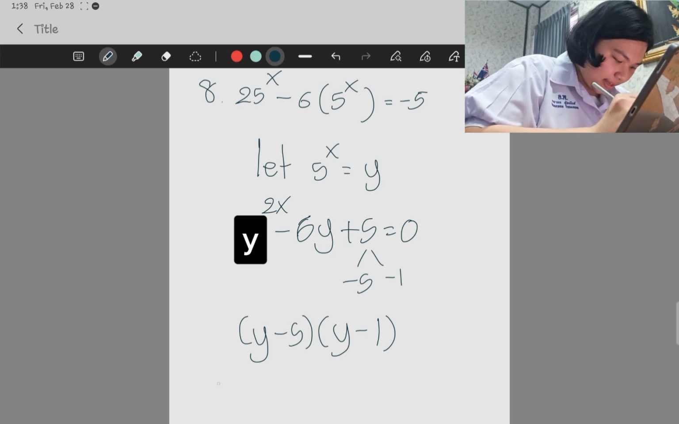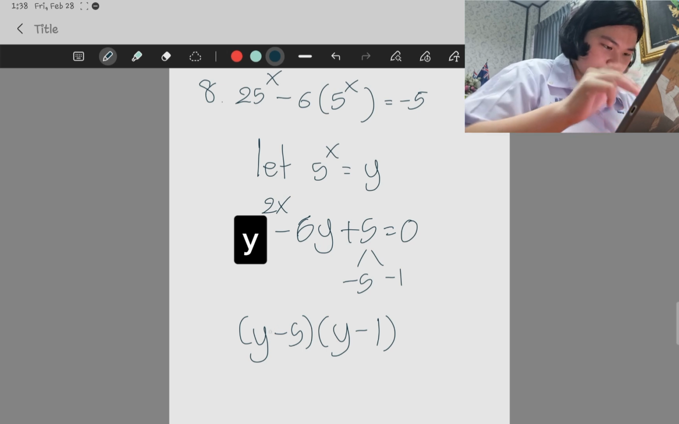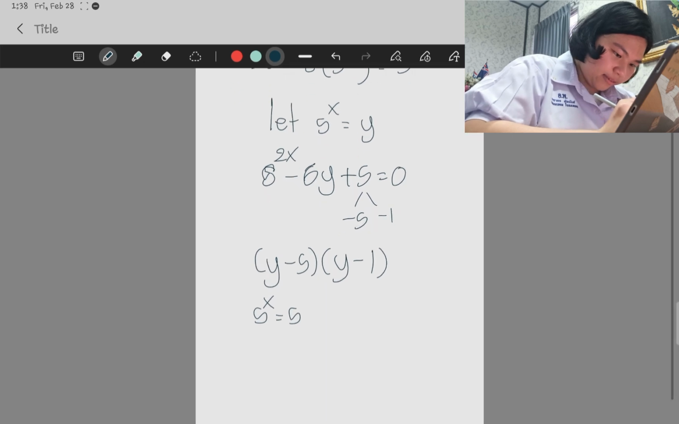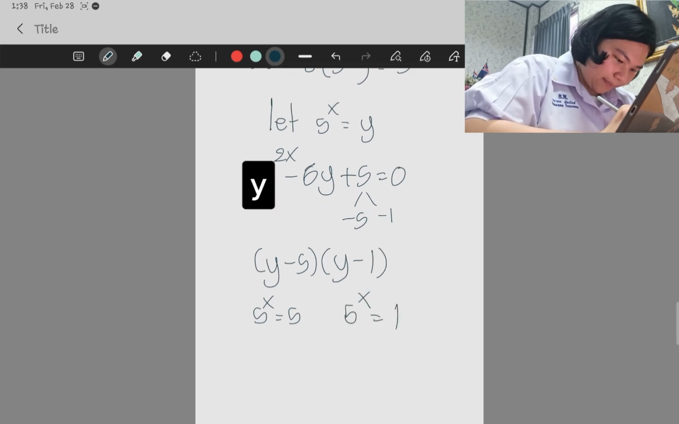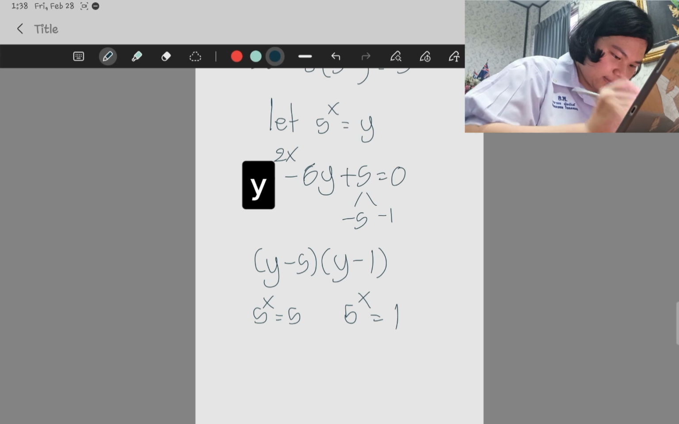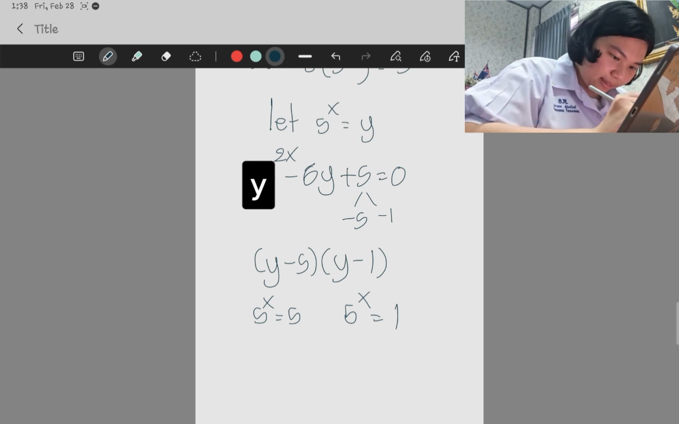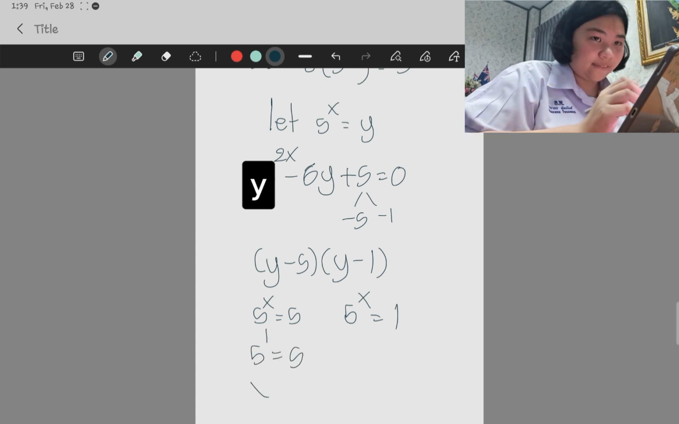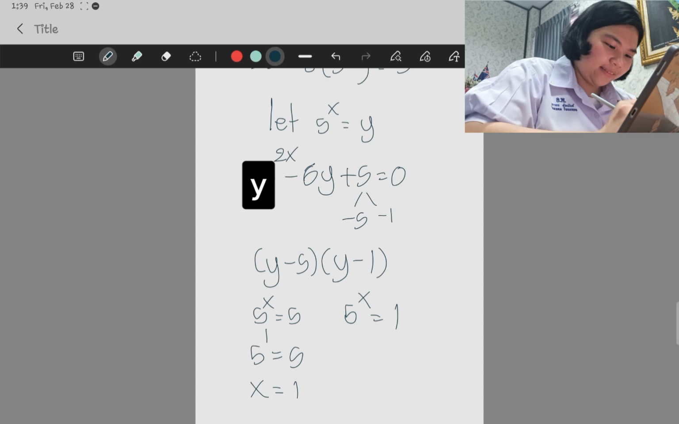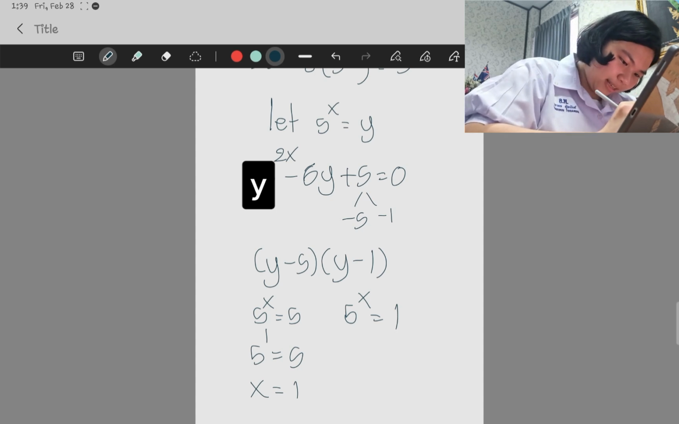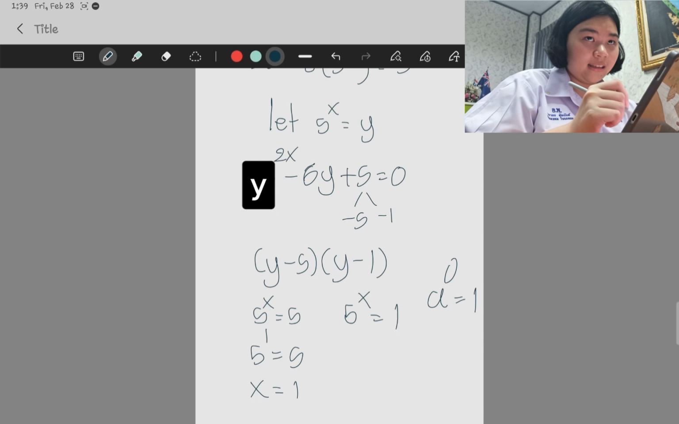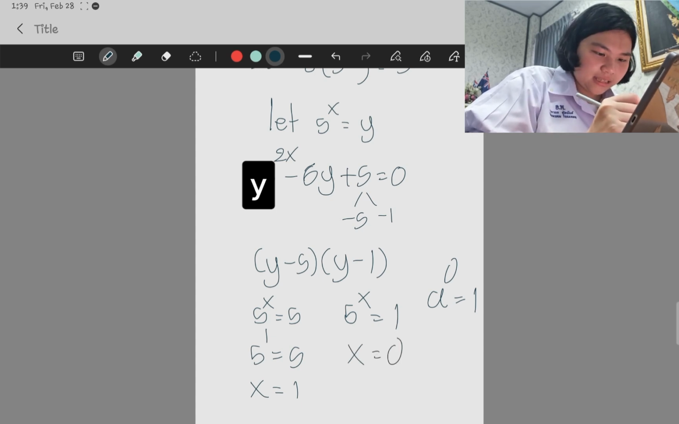And then we will change the y into 5^x. So 5^x equals 5 and 5^x equals 1. And what does 5 times what? And we got 5. So it's 5 times 1 equals 5. So the x will be 1. And the rule for 5^x equals 1, the rule is any number to the power of 0 will be equal 1, so the x is equal 0.